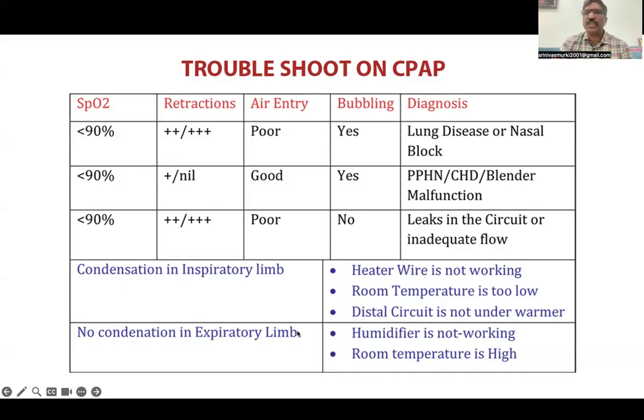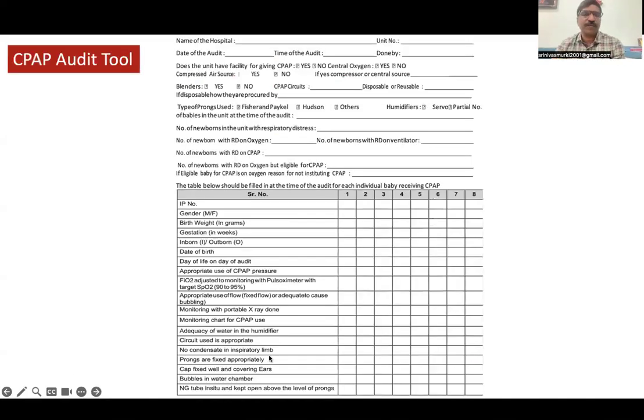There should be some mist in the expiratory limb. If there is no mist in the expiratory limb, either there is no water in the humidifier chamber or the room temperature is more than 37. So these are the things which you can easily correct.